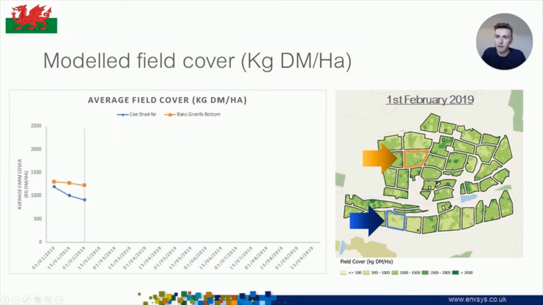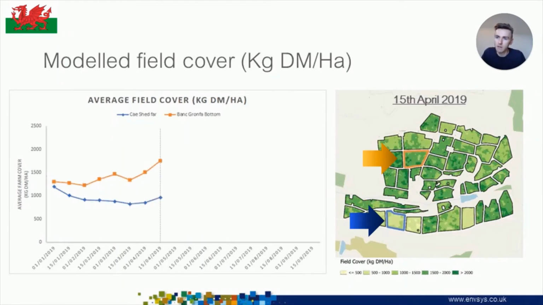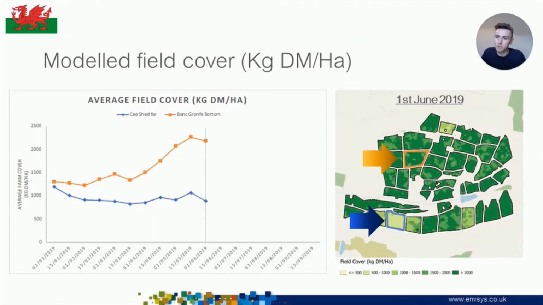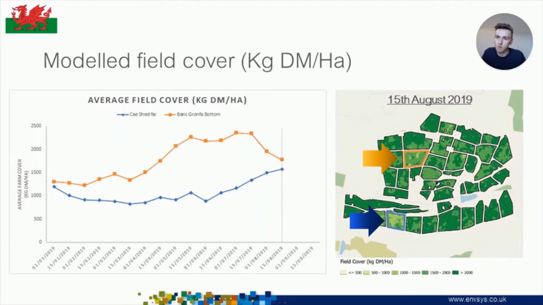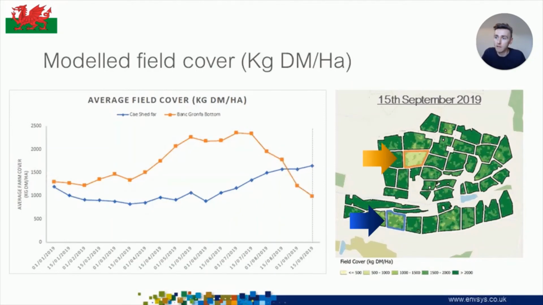The model can be applied at a field level to visualise change over time. Here we are looking at modelled data tracking two fields over the course of the season. The orange field contains more dry matter and the blue field less dry matter.